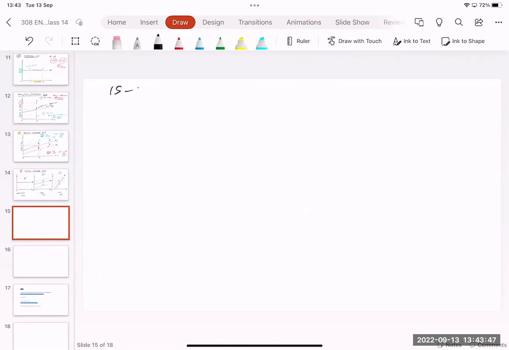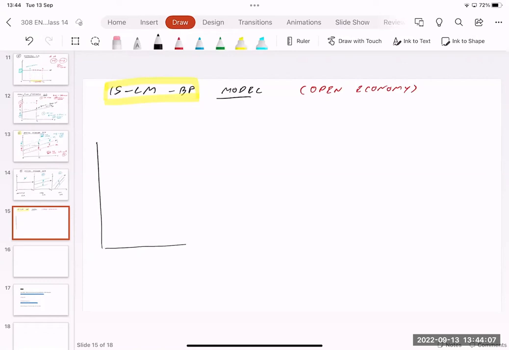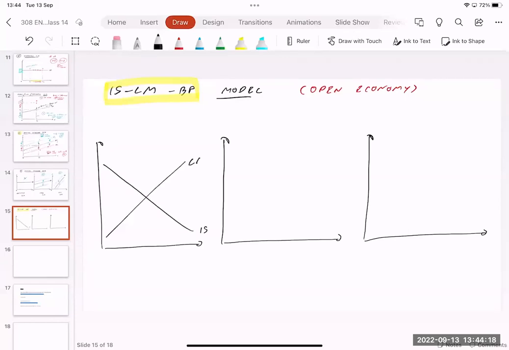So we're going to bring everything together. We're going to have IS-LM and BP, the complete model. Now we have the complete model, which we can apply to an open economy country. So let's draw the graph. We're going to have here IS, LM, BP. This is Y, O, and R. The equilibrium point E1, R1, and Y1.